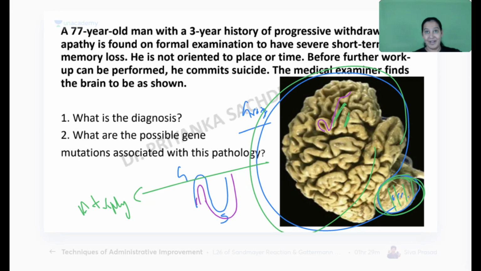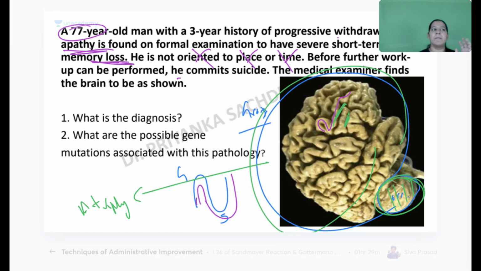A 77-year-old male is there. So old age is a clue. Having a 3-year history of progressive withdrawal and apathy. So depression, withdrawal and apathy, short-term memory loss, dementia. The patient is depressed, has dementia, and is old. He is not oriented to place and time. He does not know where he is and what the time is right now.